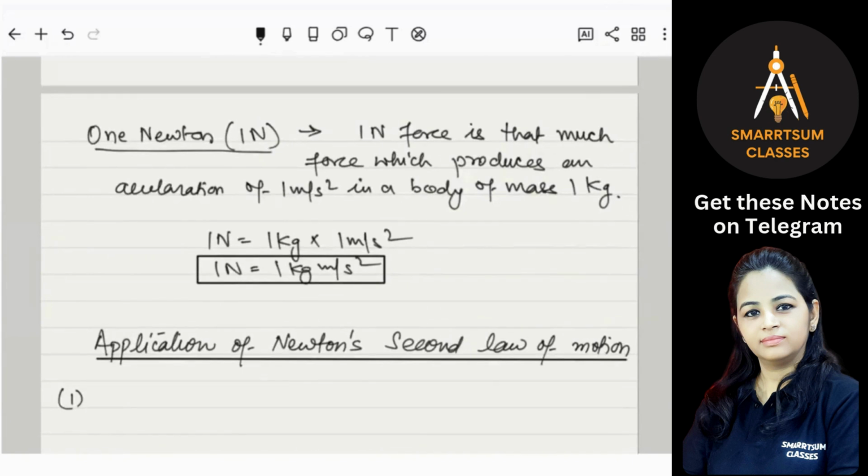Yes or no? Because he needs to catch it, right? And it is coming with a very high speed, right? So that particular fielder needs to apply some external force to catch it, right? So this change in momentum, if this change is in more time, then the force which he needs to exert will be less, right? And he will get hurt less, right?